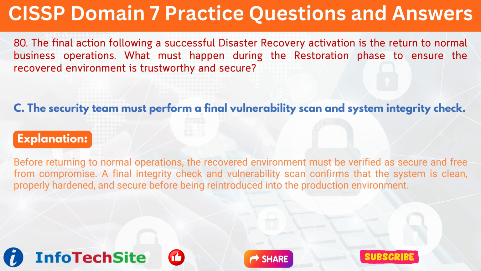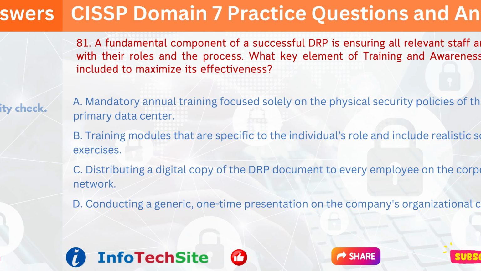The correct answer is C. The security team must perform a final vulnerability scan and system integrity check. Explanation. Before returning to normal operations, the recovered environment must be verified as secure and free from compromise. A final integrity check and vulnerability scan confirms that the system is clean, properly hardened, and secure before being reintroduced into the production environment.